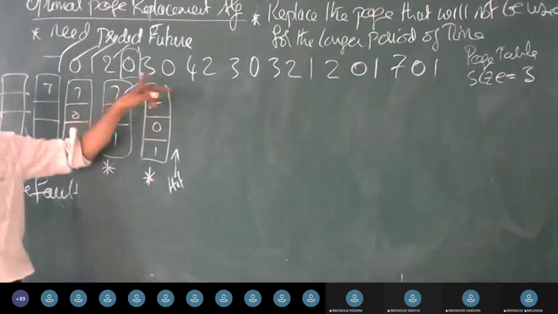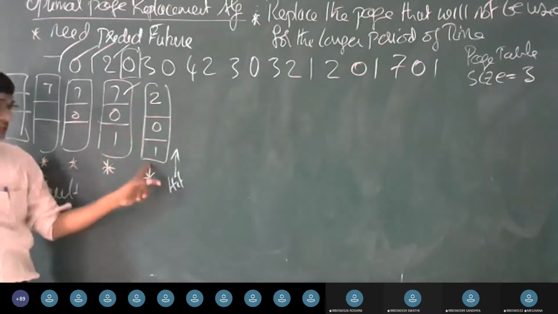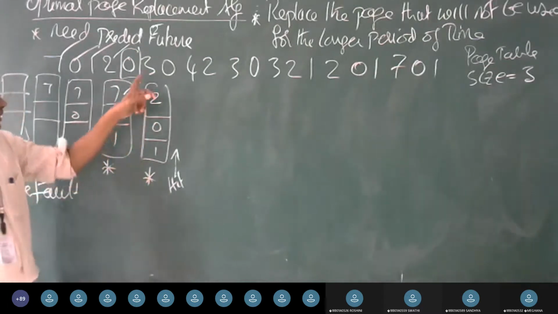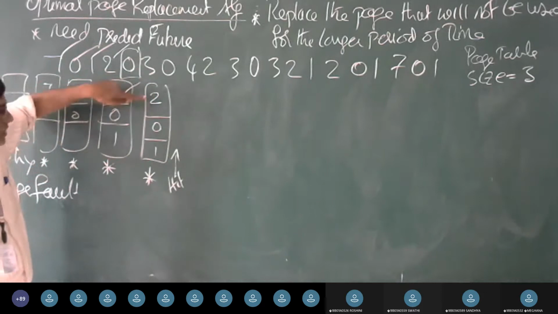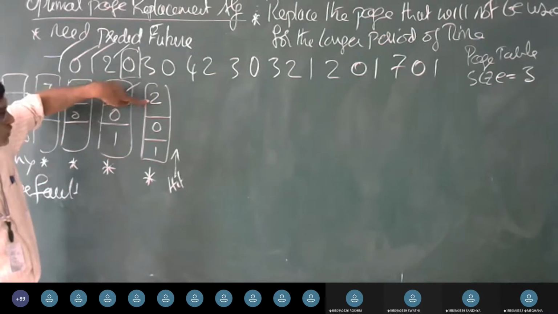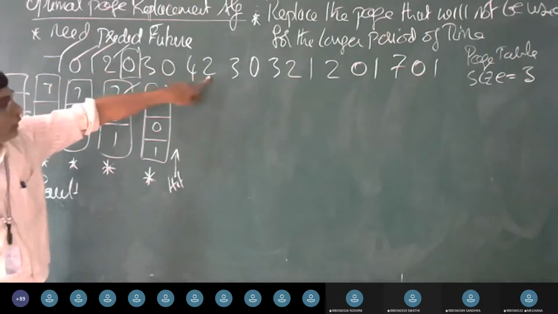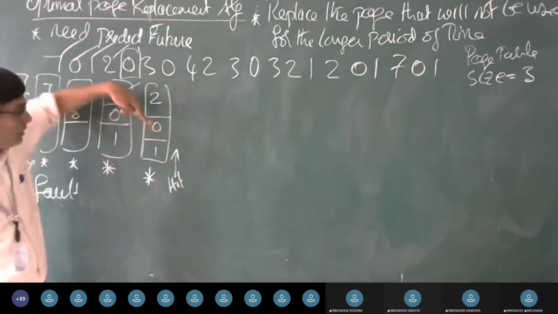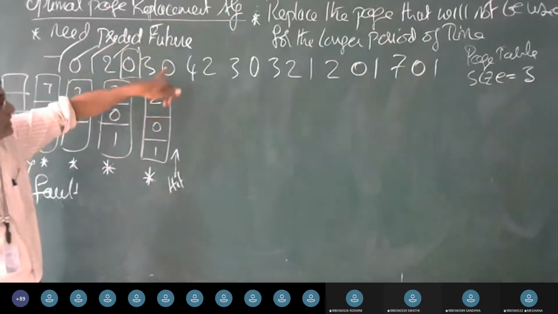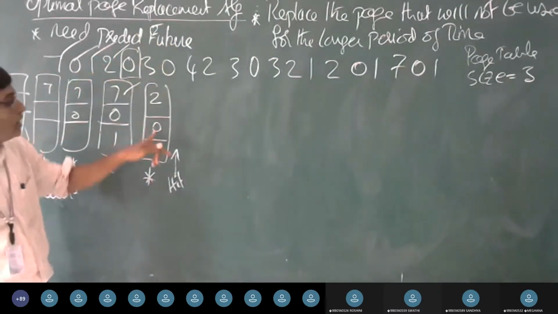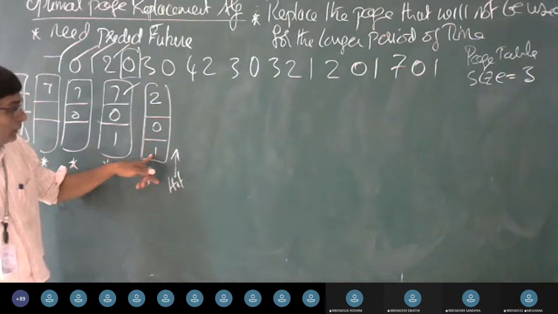Next one. I need a frame called 3 inside the page table. So which one do I have to replace? I can choose 2. If I swap 3 with 2, again I am going to have a requirement after 2 times. Can I do 0? No, it is an immediate requirement. The next itself it is going to be immediate.